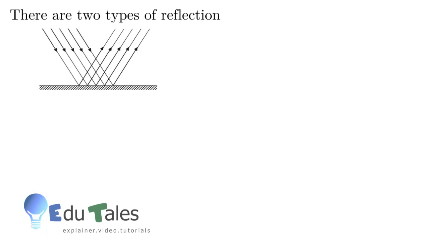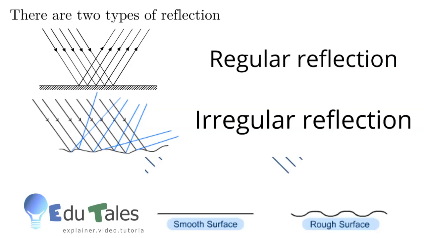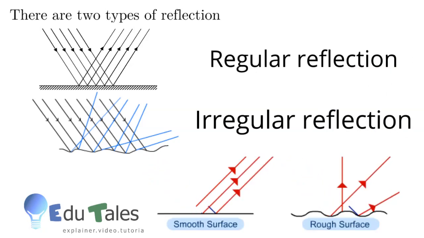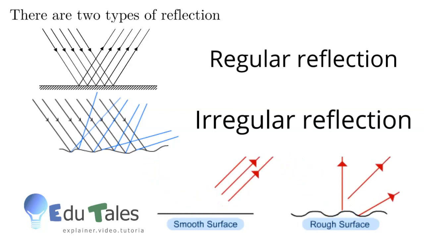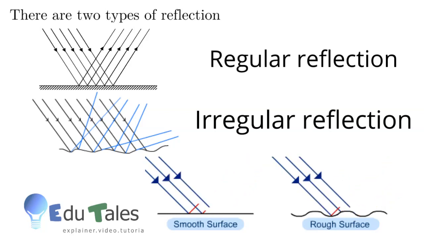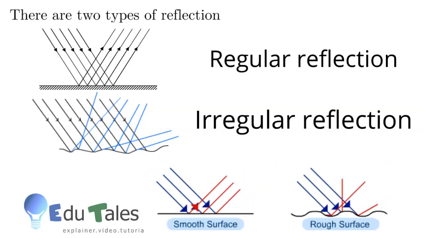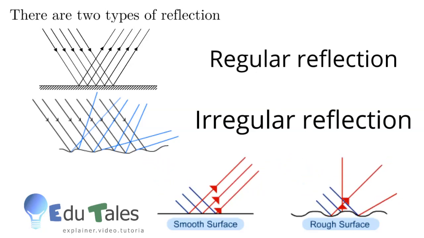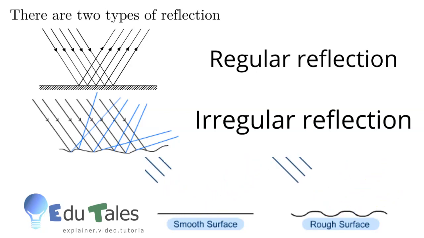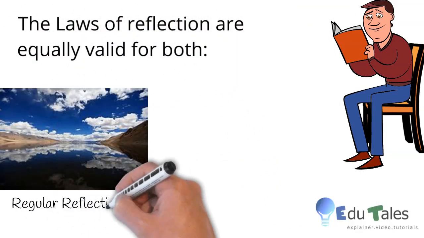There are two types of reflections: regular reflection and irregular reflection. Regular reflection is due to a smooth surface, while irregular reflection is due to a rough surface. One can see in the animation that in regular reflection, the incident rays as well as the reflected rays are parallel, but in irregular reflection, only the incident rays are parallel. Note: the laws of reflection are equally valid for both regular and irregular reflection.